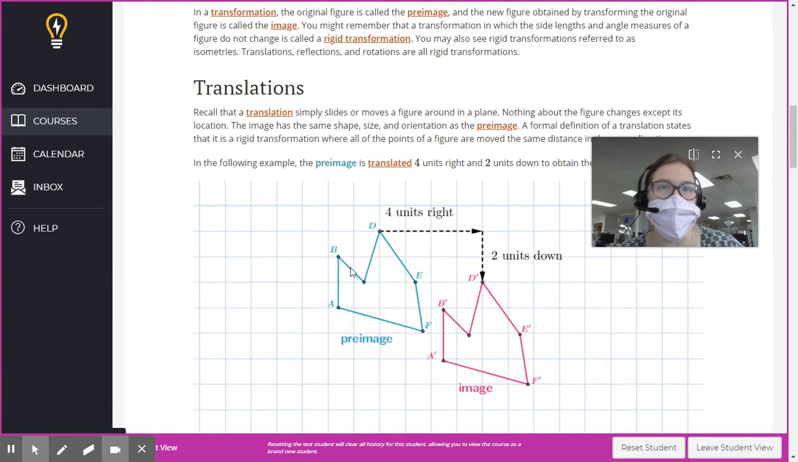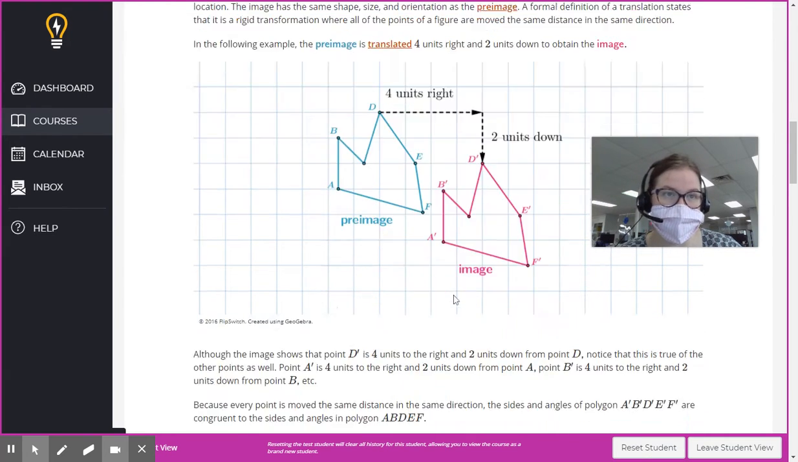So if you look here, we're going from the blue to the pink. The blue ones we call the pre-image. The red ones we call the image. So before you do something, it's called a pre-image. After, it's the image. Notice that there's a little apostrophe on these things. We call that prime. So we would say this is A prime, B prime, D prime, E prime, F prime. So those are all primes. And for that one, we moved 4 units to the right and 2 units down. So that was a translation.